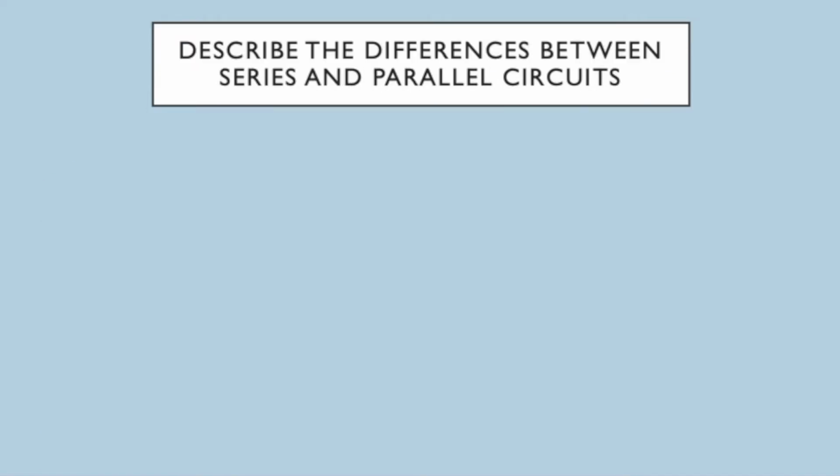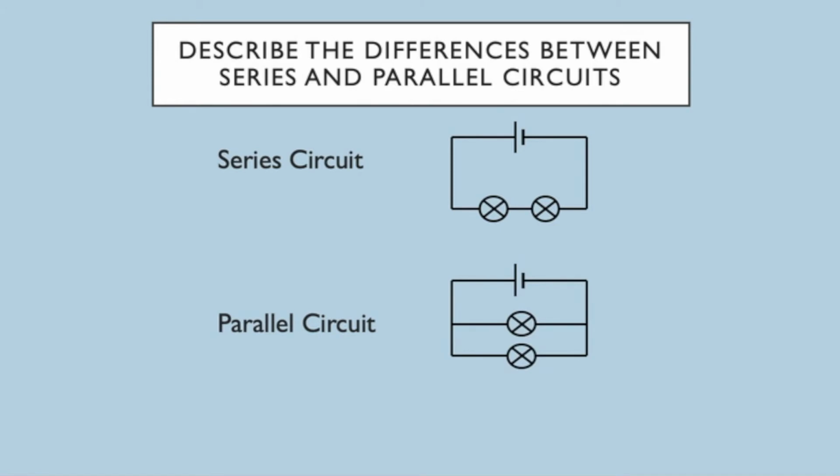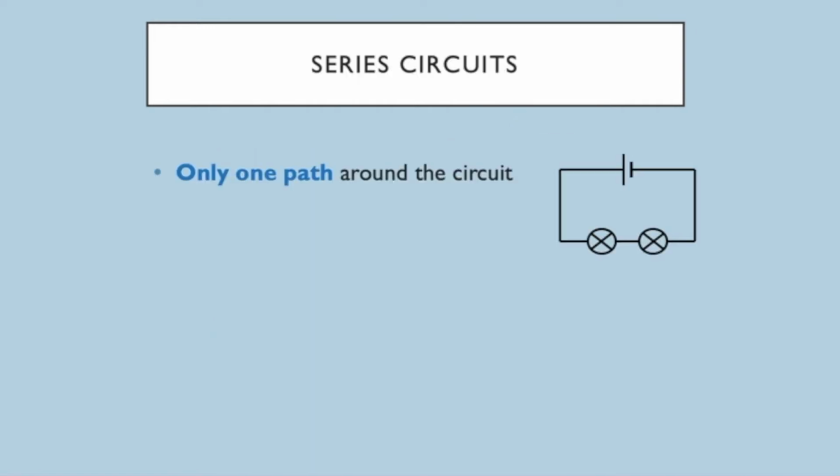Okay, so what's the difference between these circuits here? We've got two different types of circuit. We've got series circuits and we've got parallel circuits. You might have seen these before. So let's see if we can describe what the difference is between them. We can see the difference there, but how can we describe what the difference between a series and a parallel circuit is? So in a series circuit, there's only one path around that circuit.